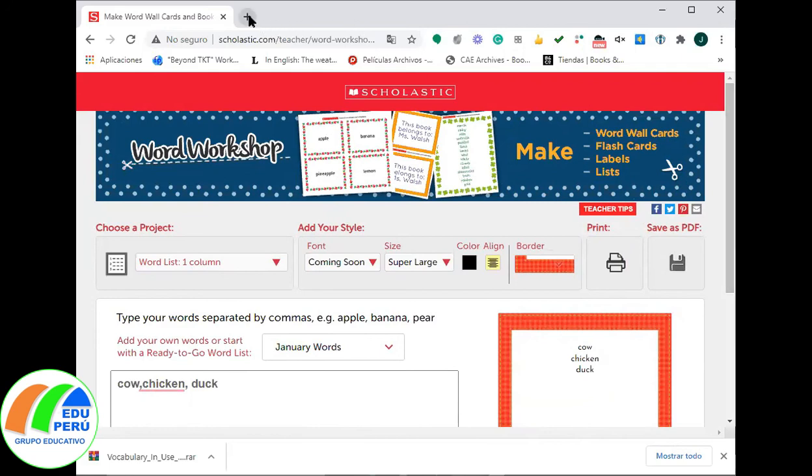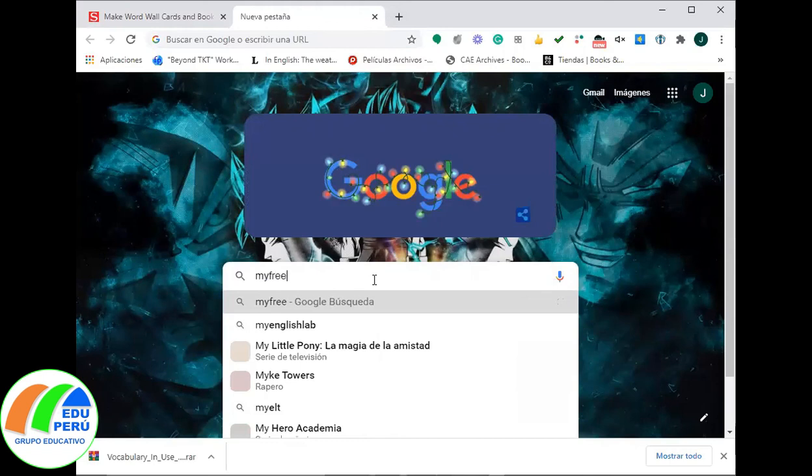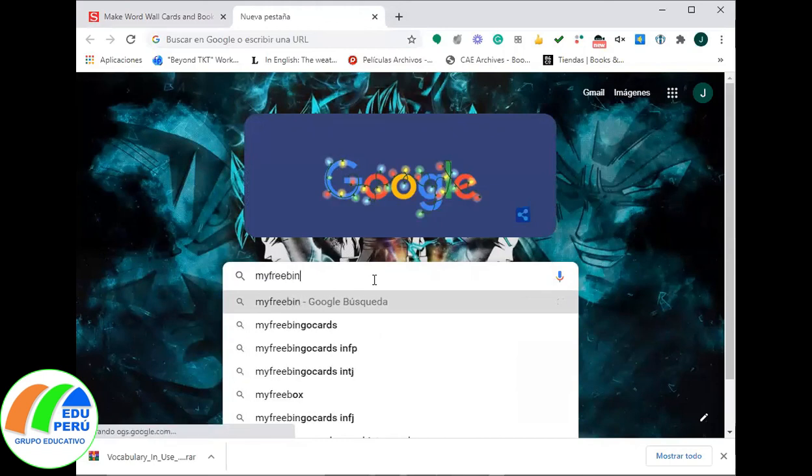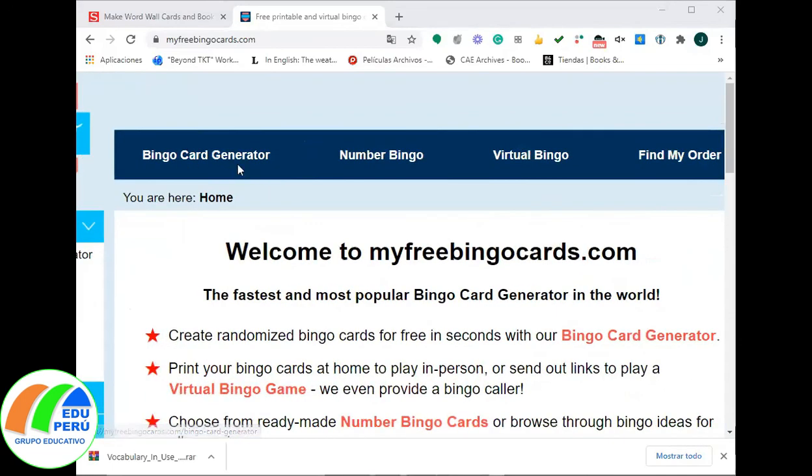Now, the other web page that I want to show you is this. Let me see, My Free Bingo. This is what I told you about the bingo. Yes? Okay. So notice here, this is My Free Bingo Cards. You can create cards here to play bingo with your students in your class, or you can play it virtually, as you can see here. Notice, bingo card generator or virtual bingo.